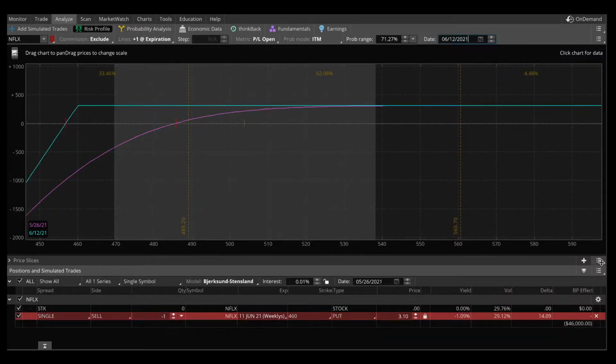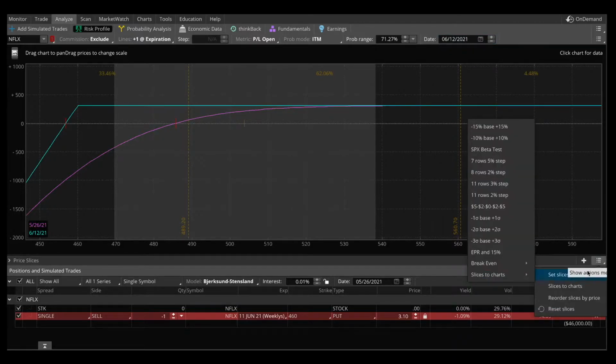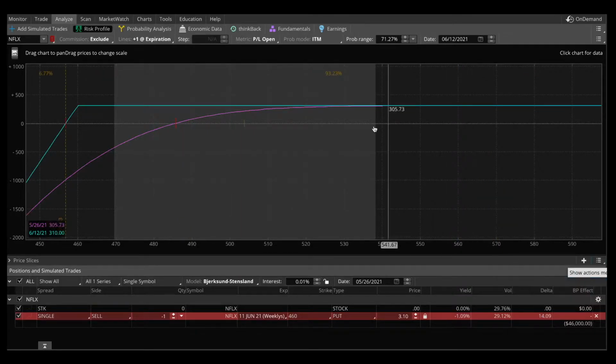What I also like to do when I start looking at this is go click on these three dashes here, click set slices, break even, and then choose your blue graph here. And what this will do is move these lines to where your break even is. And since you're doing that, this little percent up here will now let you know that you have a 93% chance of being in profit or 6.7% chance of not being in profit.